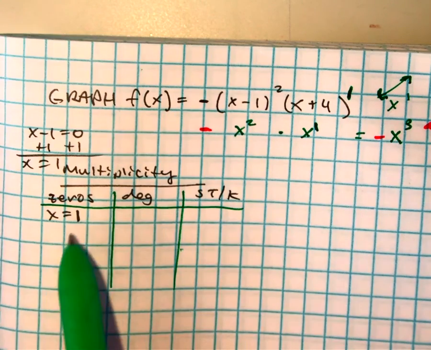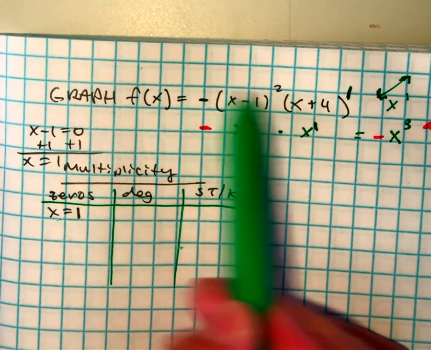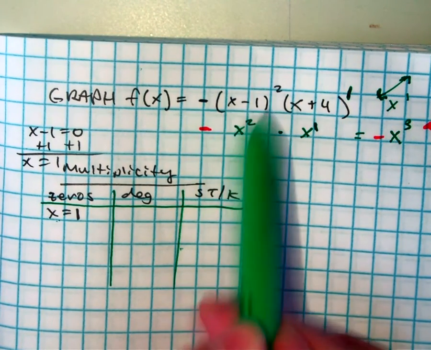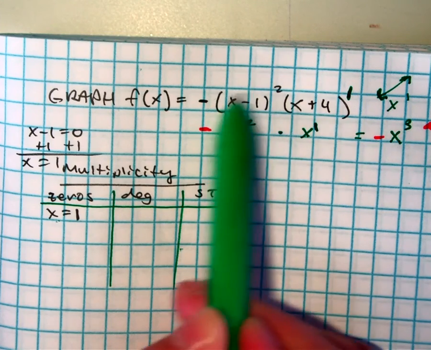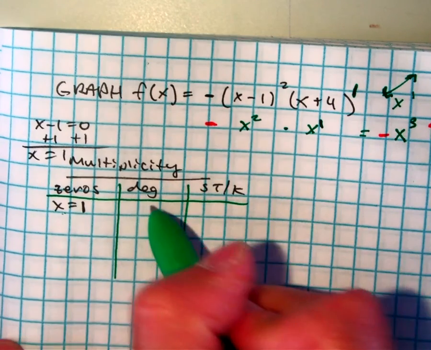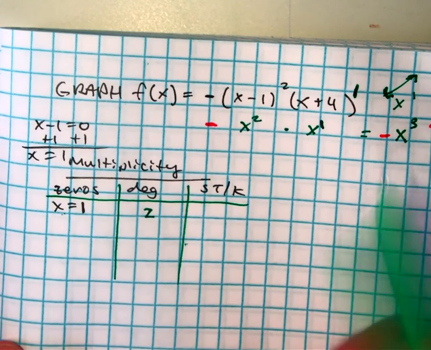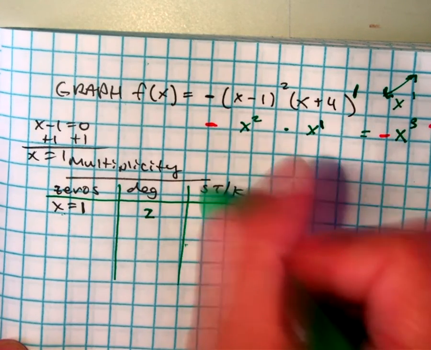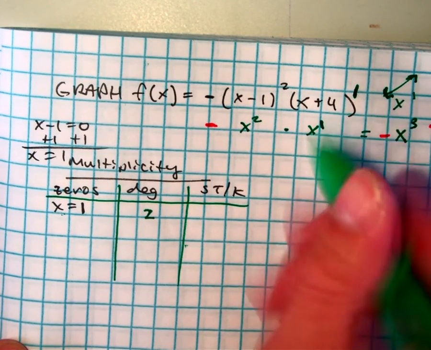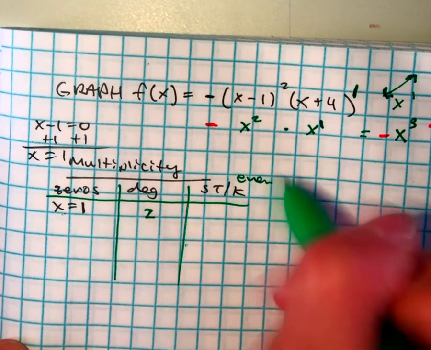Saul, here at x equals 1, what's the degree here? 2. 2 is correct. Is 2 an odd or an even? It is an even number. Are you going to shoot through or kiss? You're going to kiss.